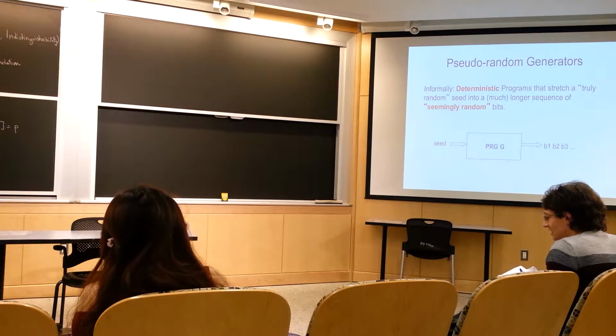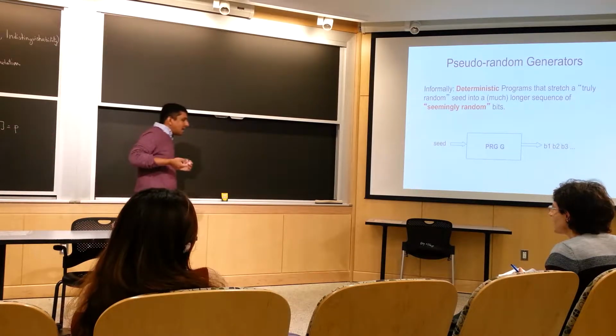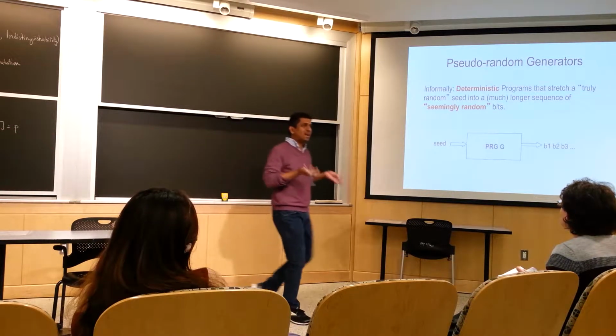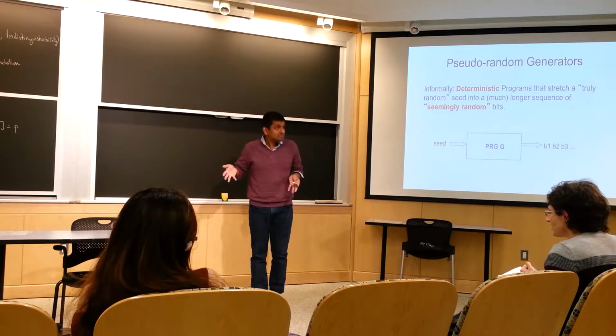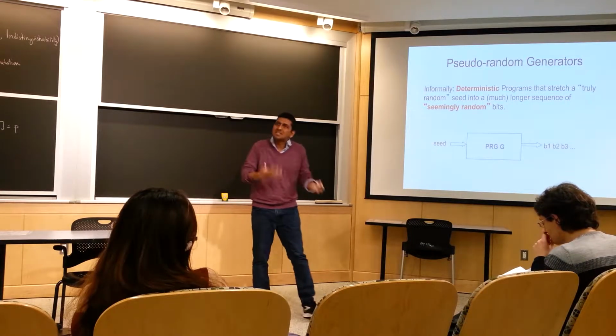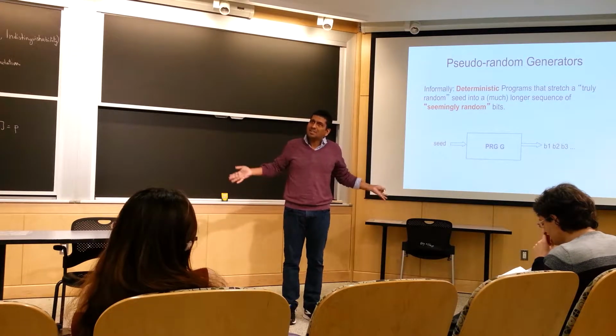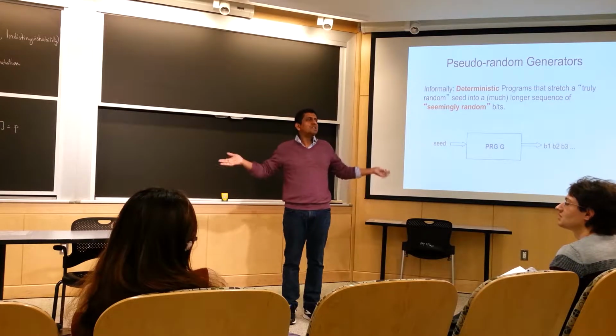So one way to do this is to try to understand what the properties of random strings are. And I want to say G is a pseudorandom generator, one that generates pseudorandom strings, if it has these properties. That's kind of a natural thing to do. So what is a property?